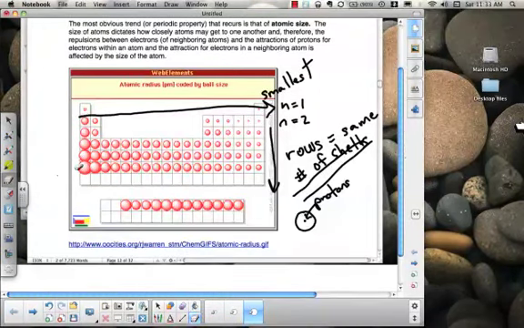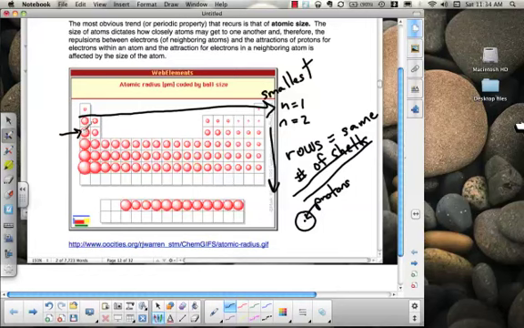Okay, so let's, big eraser. So if I'm talking about the third row of the periodic table, it starts with sodium, which has 11 protons in its nucleus. Once I get over here to the end with argon, argon has 18 protons in its nucleus. Well, here's 11 protons pulling on 3 shells. Here's 18 protons pulling on 3 shells.